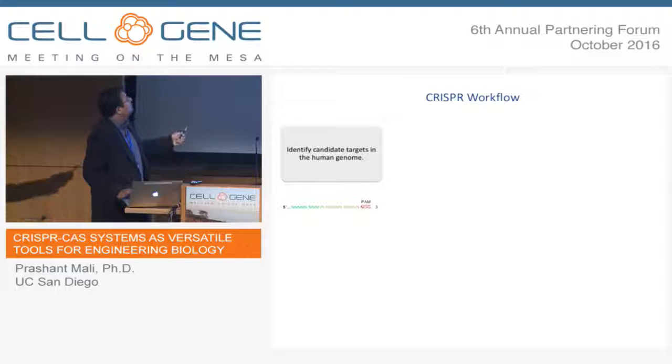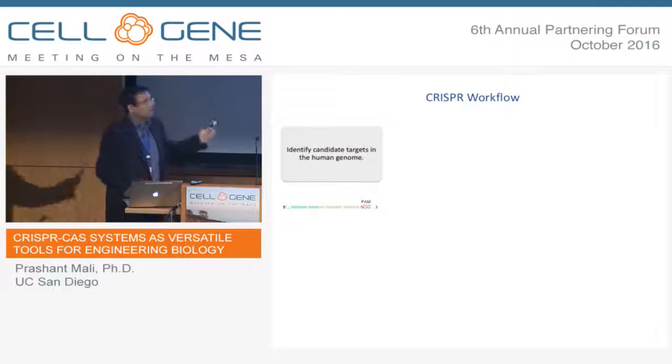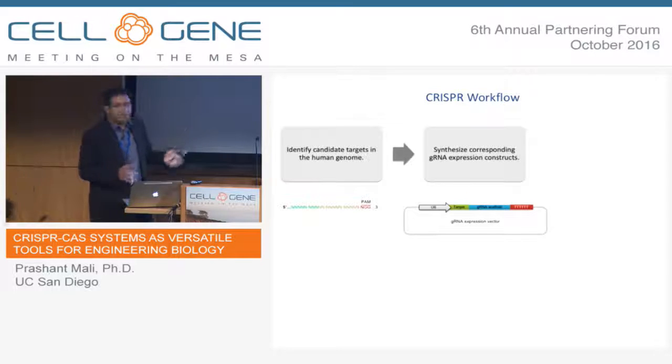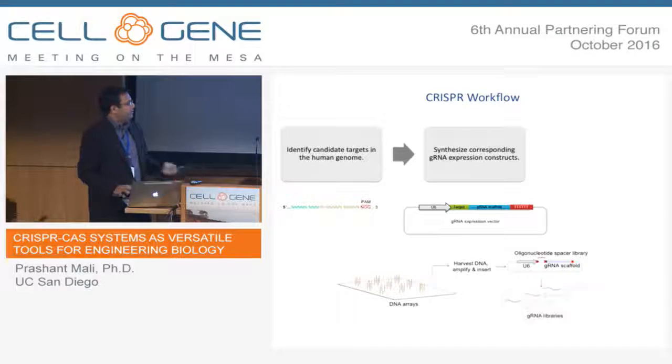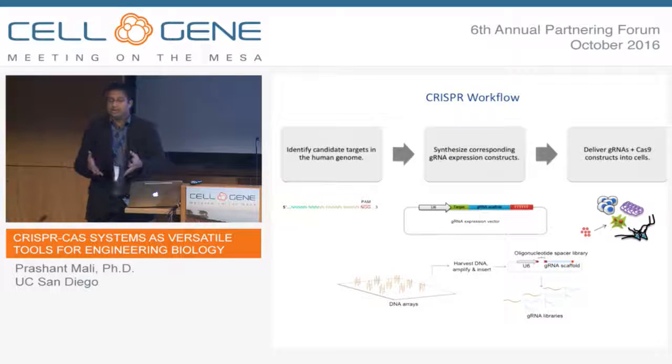All one really needs to do is to identify candidate target sites in your genome of interest, for instance, the human genome, and construct your corresponding guide RNA expression vector. And importantly, this can now be done not just individually, but at the scale of large libraries, and then finally deliver the Cas9 and the guide RNA into your target cell type of interest.